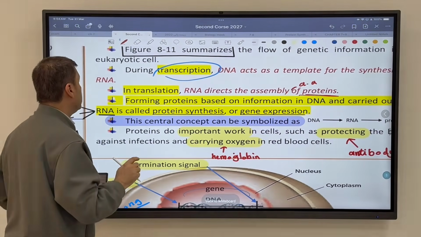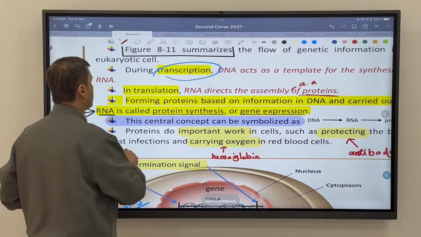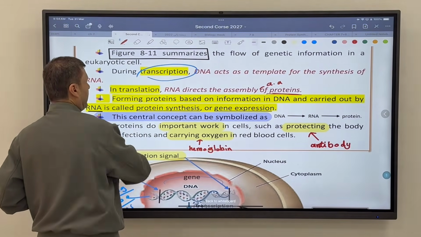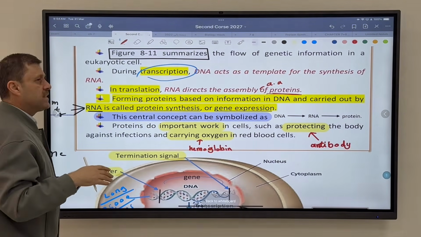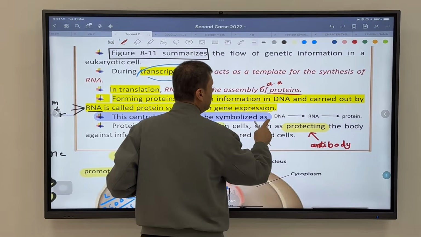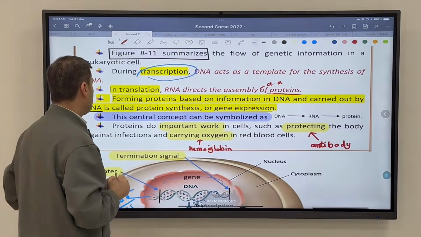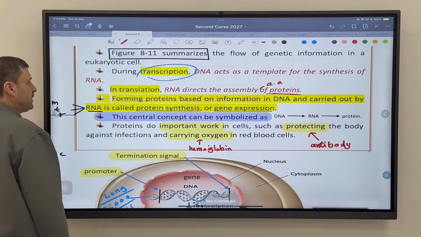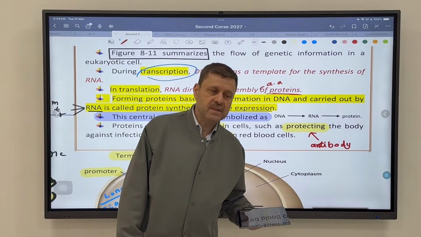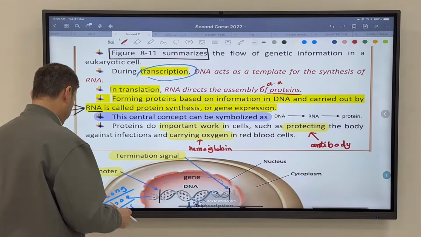And also be careful: you can say protein synthesis is based on information in DNA, but carried out by RNA, right? And this central concept can be symbolized as DNA, the information transmitted to RNA, and then finally to the proteins. And also we said that important proteins formed this way are hemoglobins, antibodies, actin and myosin, interferons, complement system proteins. All of them are produced in the same way.